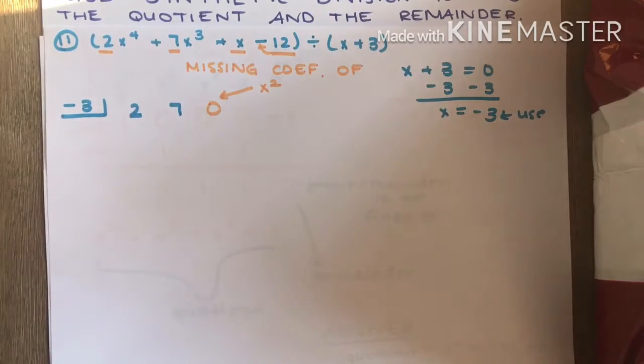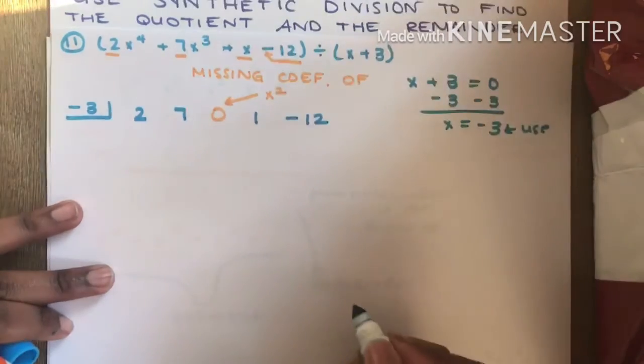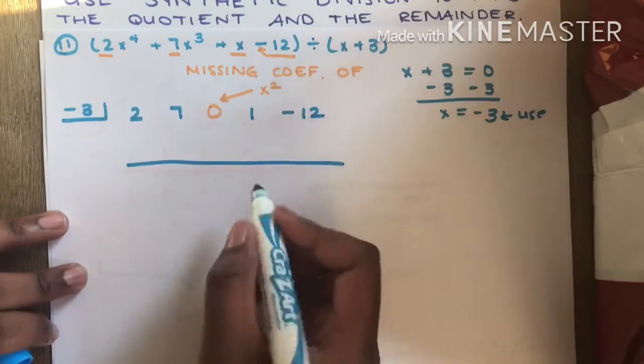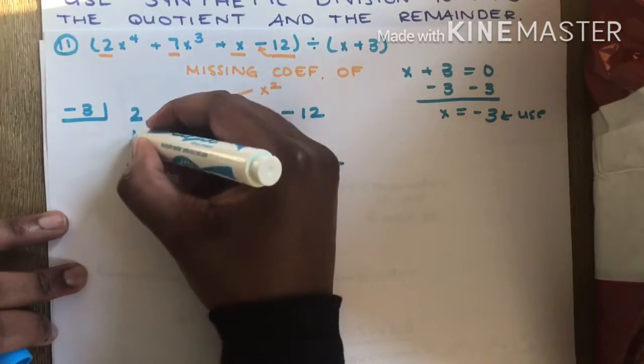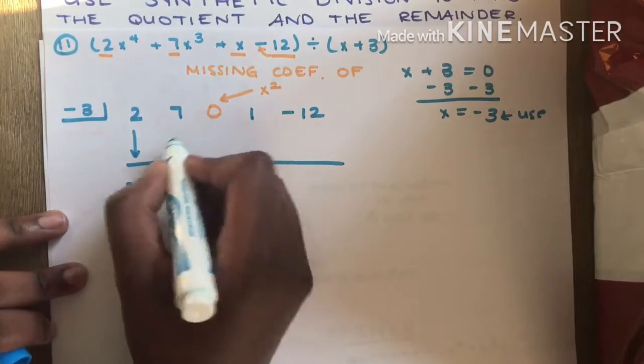And then we label the rest. So the coefficient of x to the fourth is 2, the coefficient of x to the third is 7, the coefficient of x is 1, even though it's not pictured, and then so on and so forth. So like I said, bring the leading term straight down and don't do anything to it.